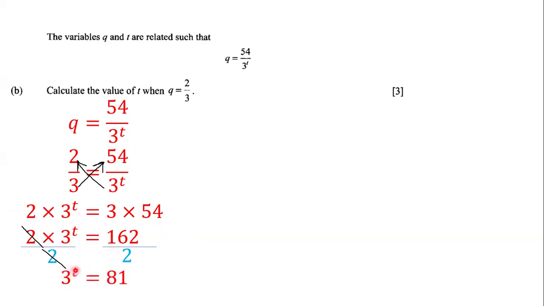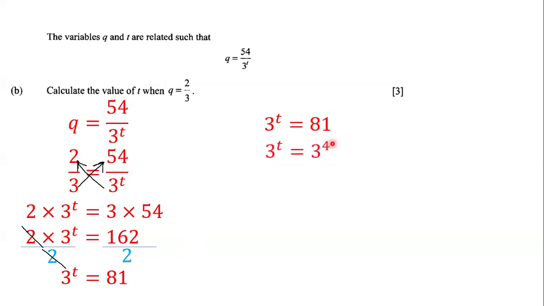3 raised to the power of t is equal to 81. Now, how do we get 81? Well, 162 divided by 2 is 81. And so we have 3 raised to the power of t is equal to 81.